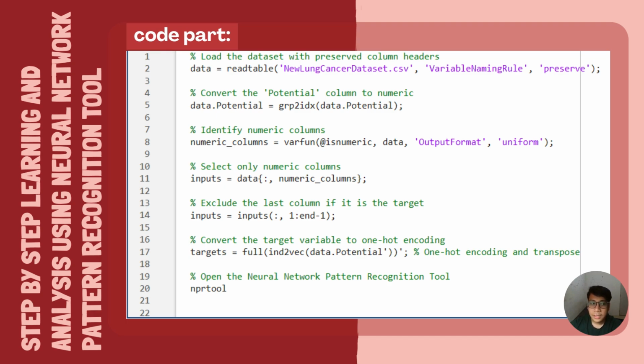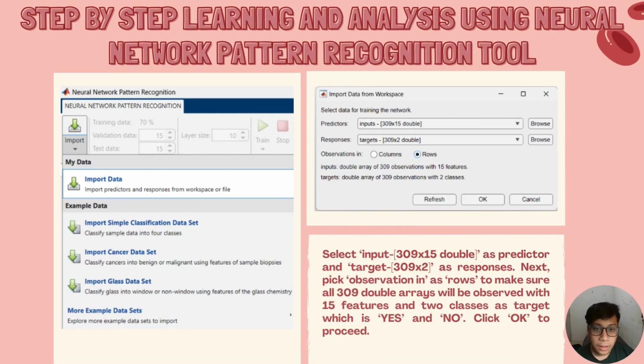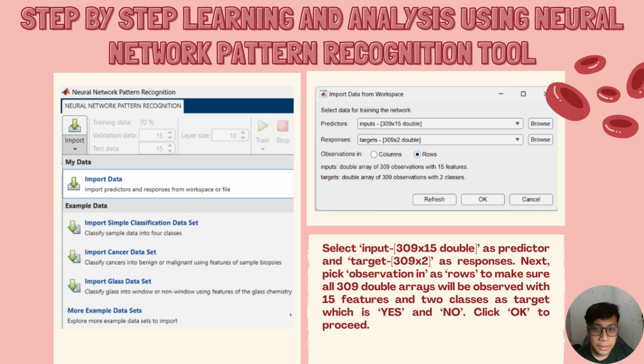This is our next step, which is to set the predictor and response. Then finally, we use the NPR tool to visualize and train our neural network. After clicking run on our code lines, the neural network pattern recognition section will appear. Now we simply have to click import data. Then we can import data from our workspace, the input and target that we already set in the code section.